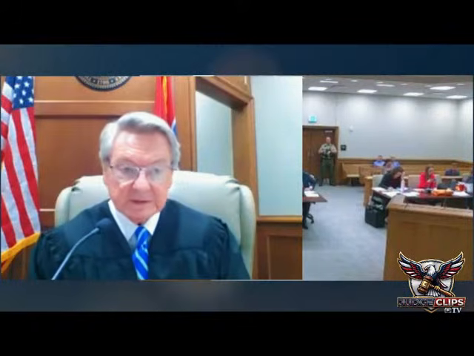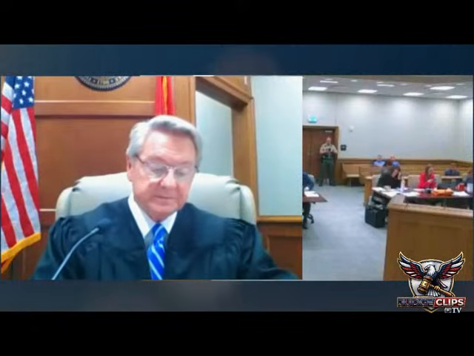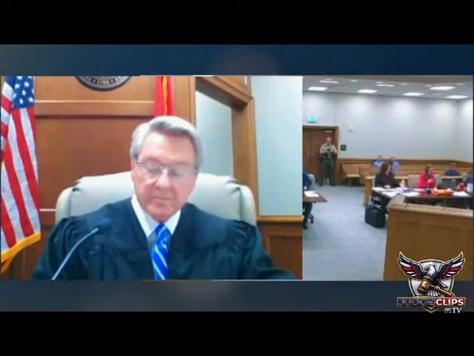appropriate sentence is to require her to serve 1 year, and following the service of 1 year with credit for time served, she'll be returned to active probation, but her probation will be extended for 1 year as well. So she's going to have an additional 1 year to serve on probation, and she'll have 1 year to serve with credit for time served. And that will be the judgment of the court. Thank you, Your Honor.